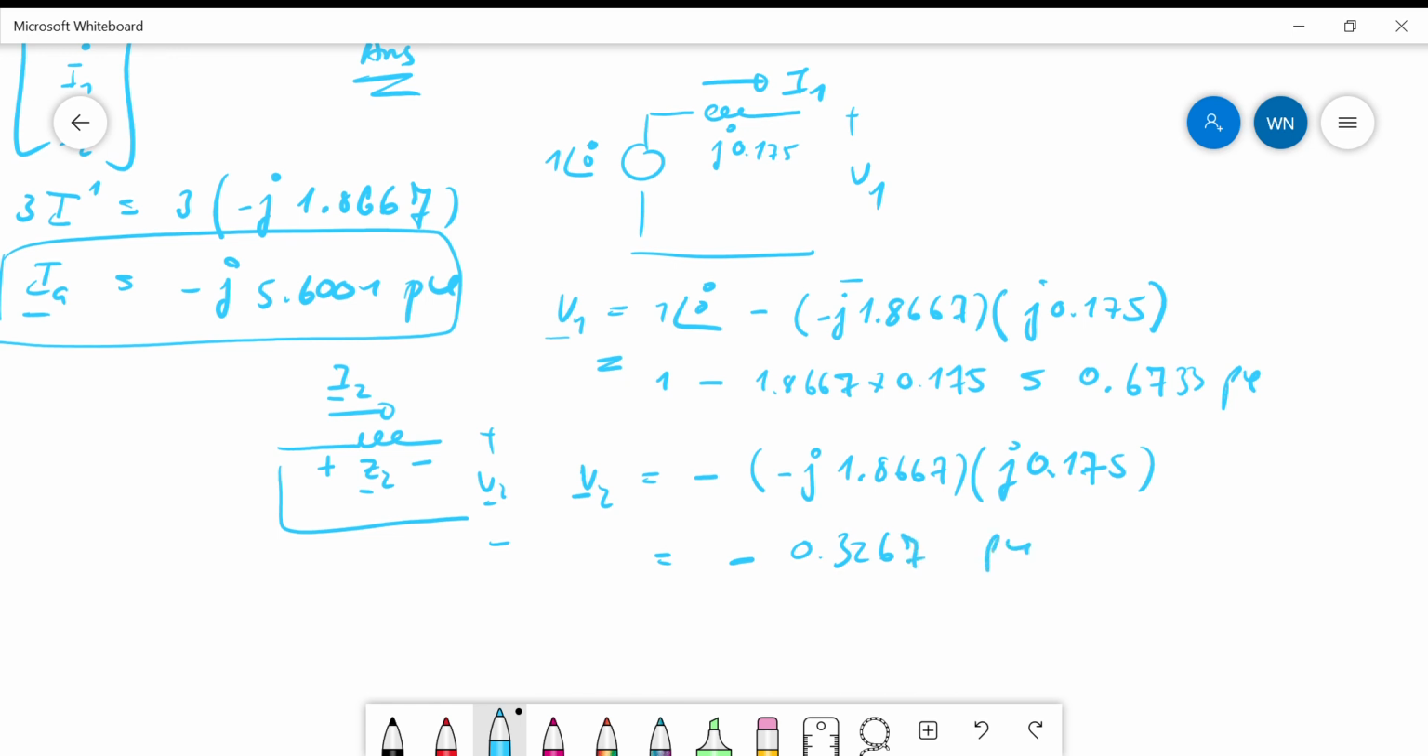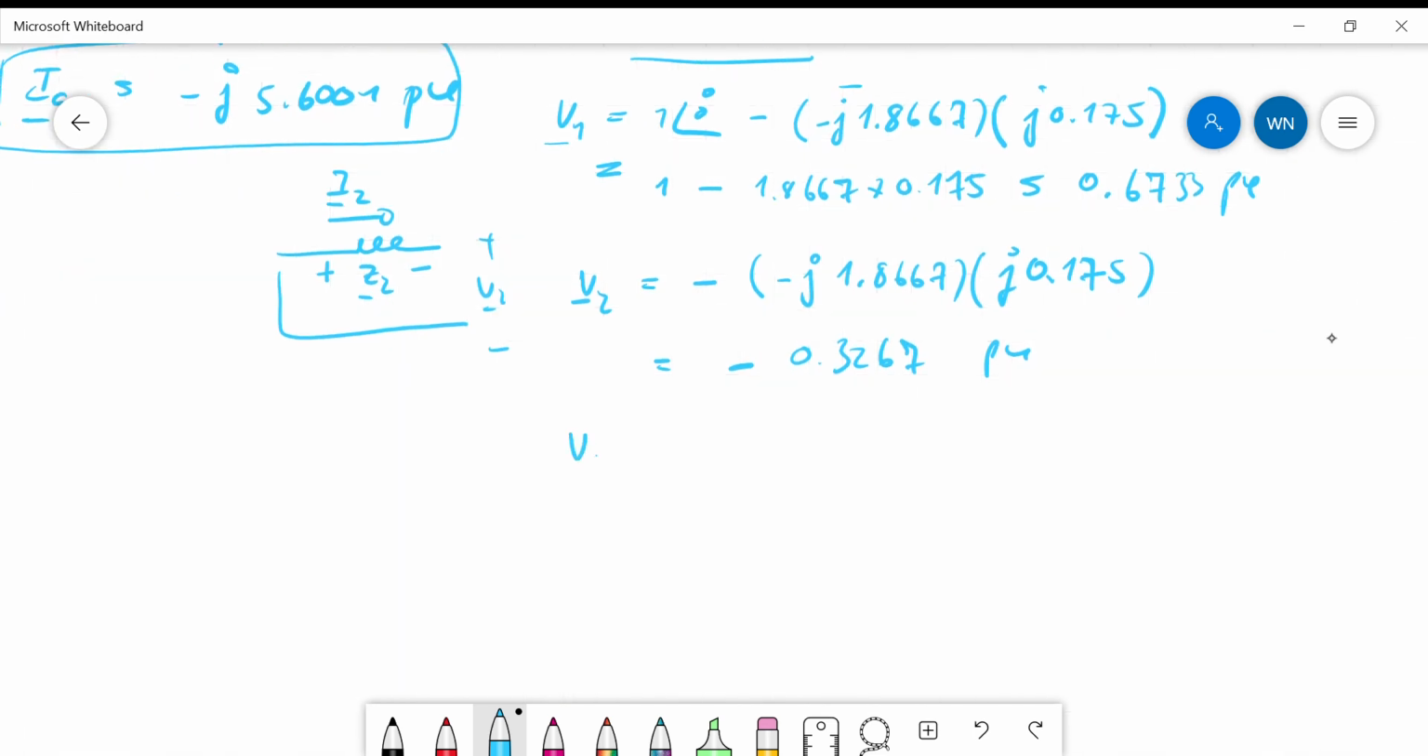Similarly, the V0 here, you have to get the negative of negative j1.8667 multiplied by j times 0.1857. This is the C0. So you get minus 0.3466 pu.